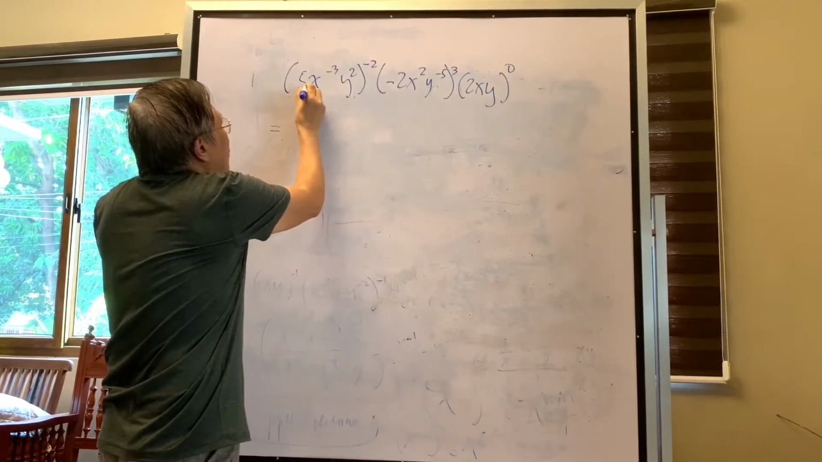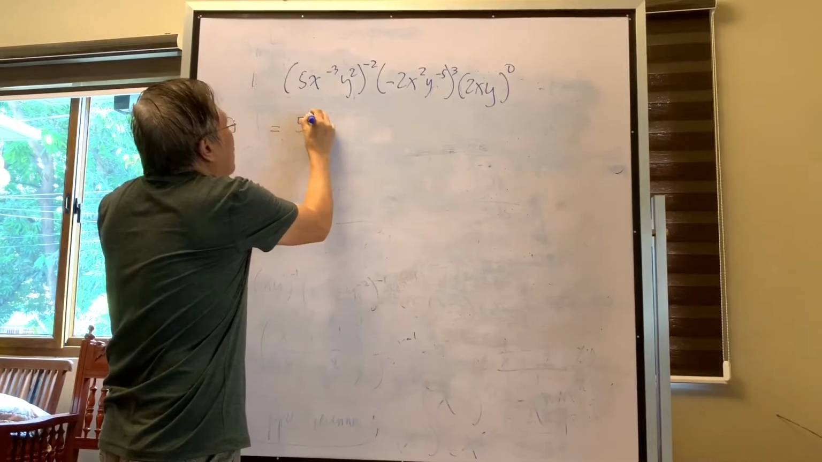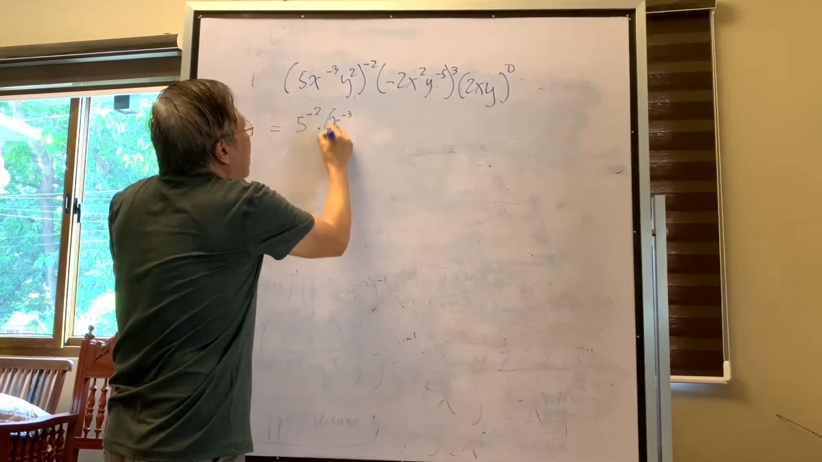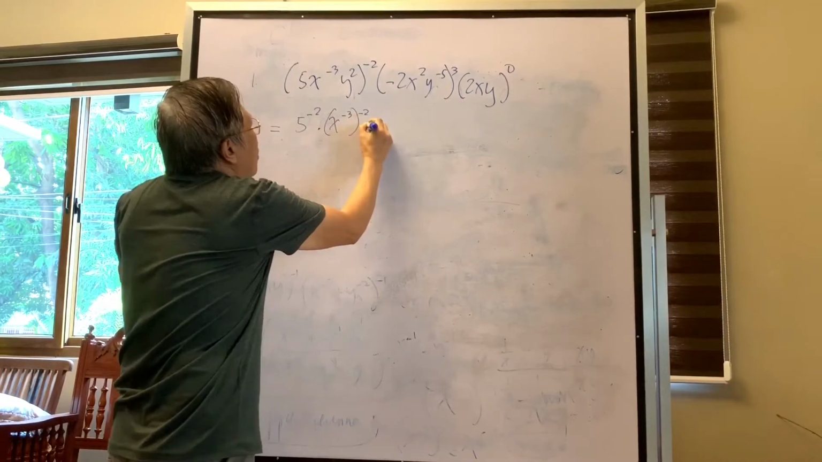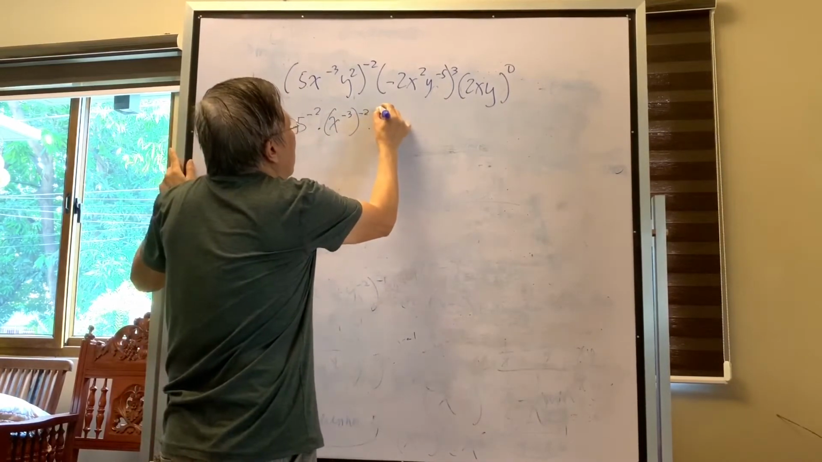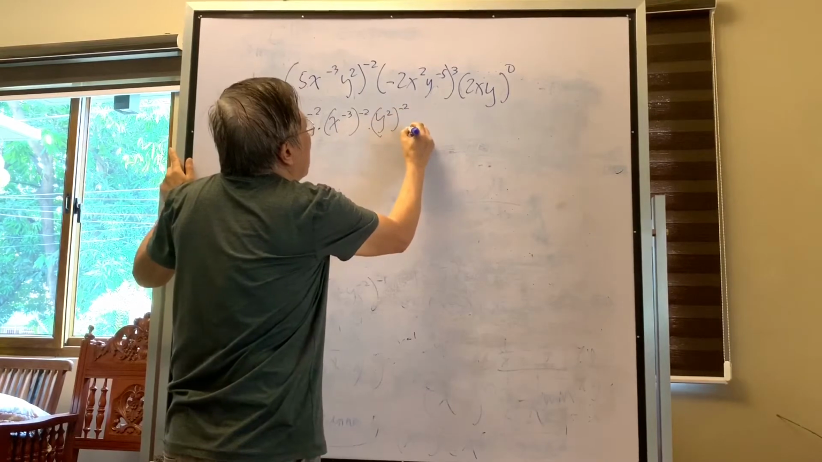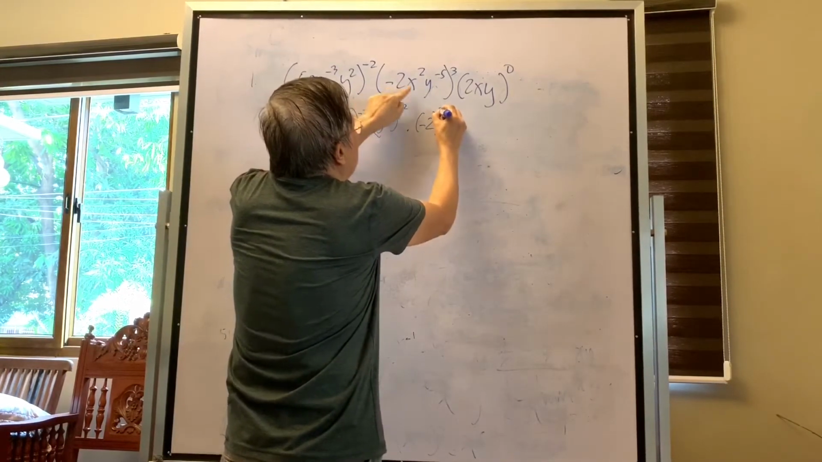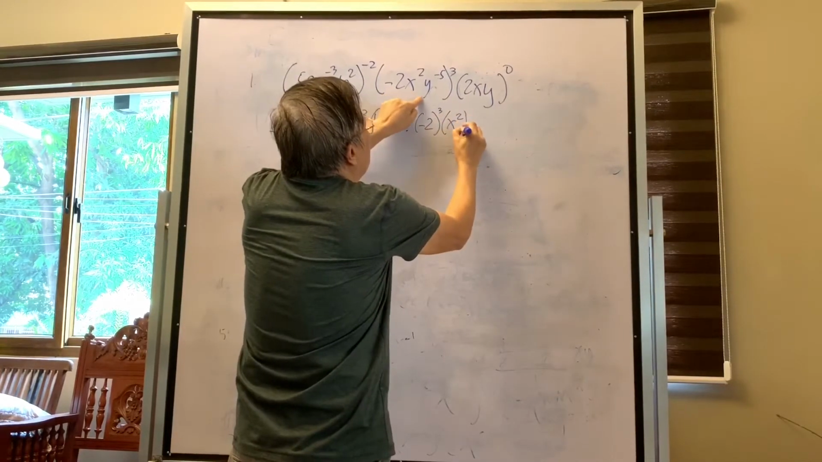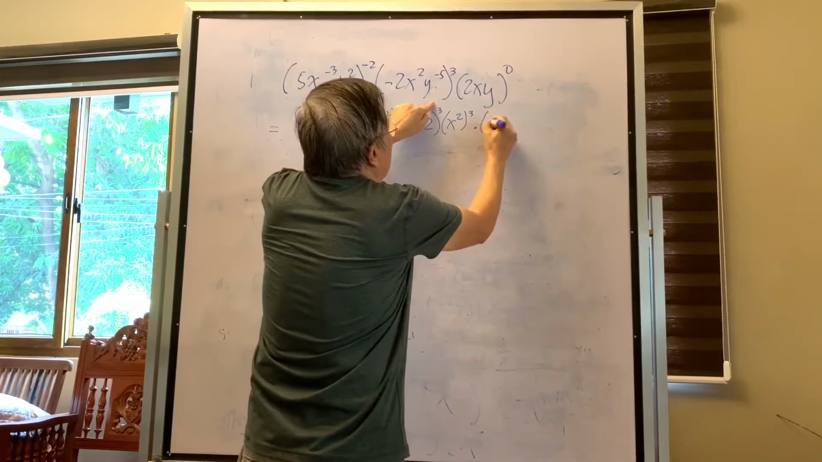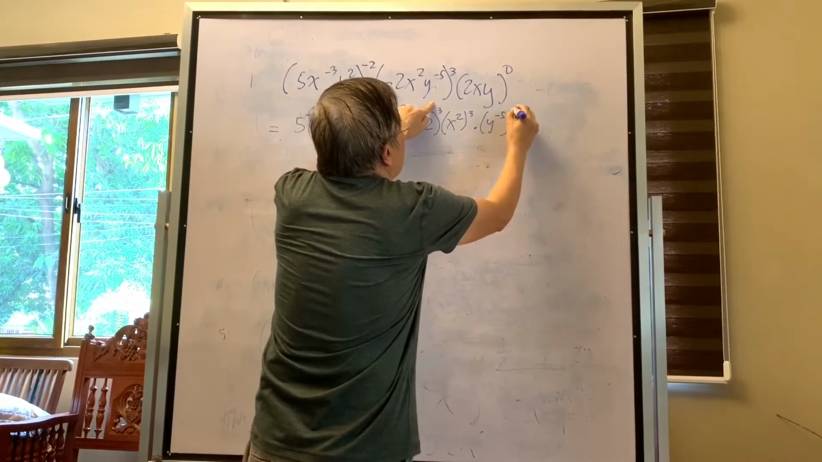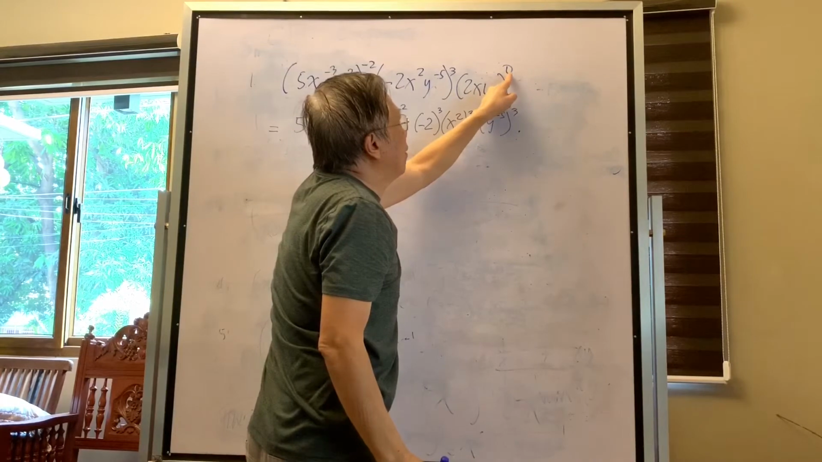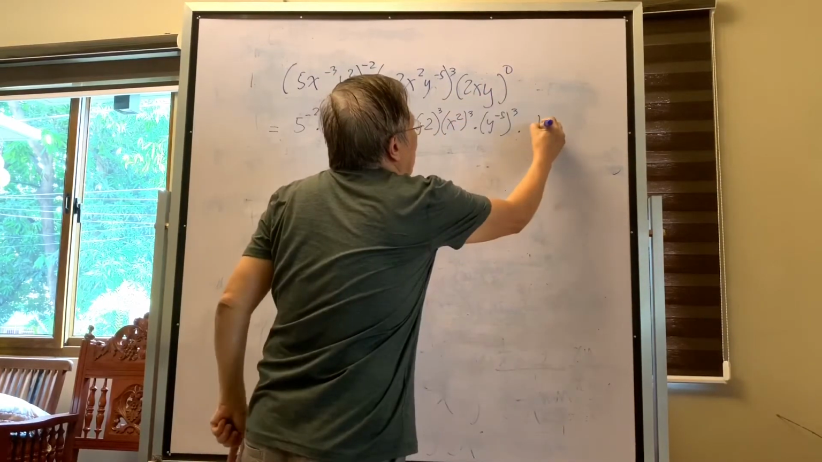So for this first factor, we have 5 to the negative 2, and then here x to the negative 3 raised to the negative 2, and this is y squared raised to the negative 2. Similarly, this factor here, negative 2, is raised to the cube, x squared is raised to the 3, and then y to the negative 5 is raised to 3. For this group of factors, that's raised to the 0, so that's equal to 1.